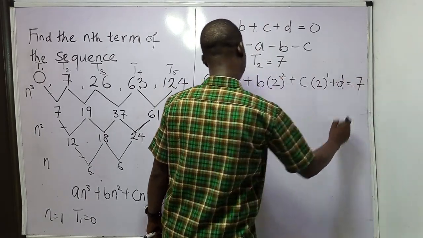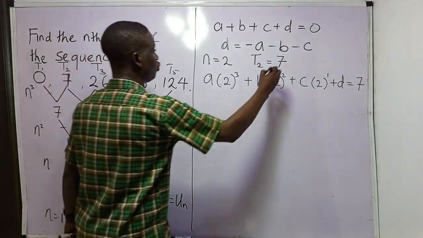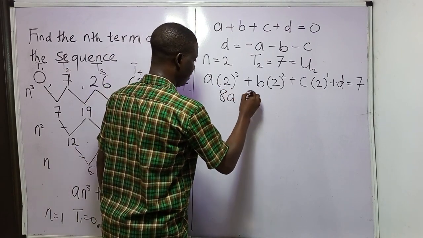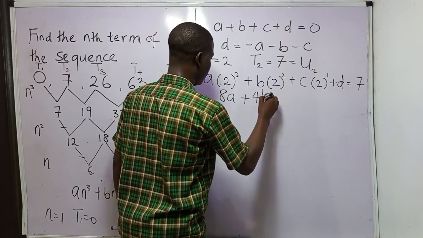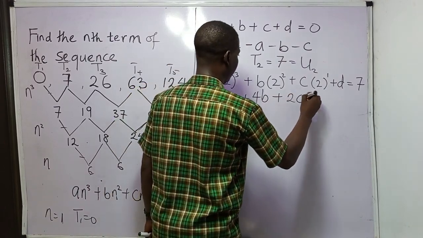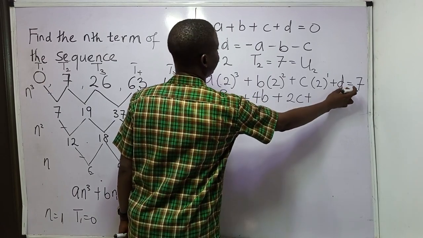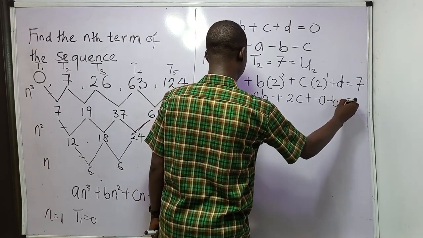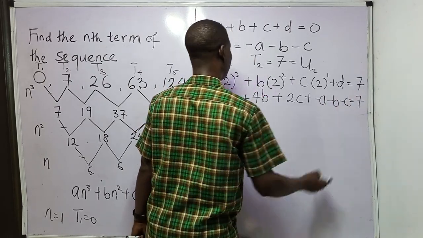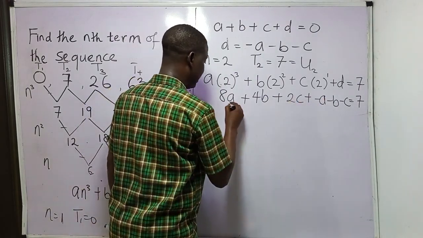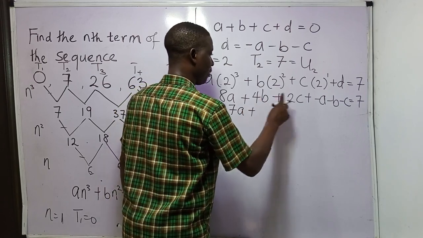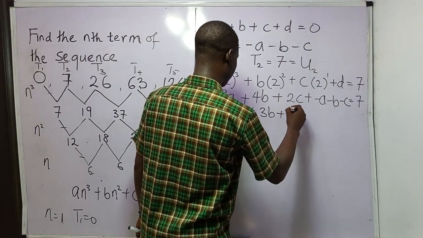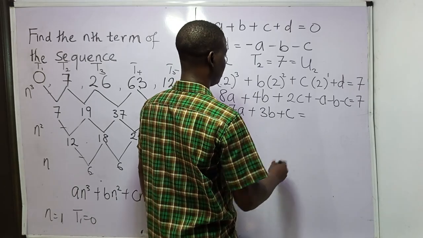Second term. So u2 equals 7. So we are going to have 8a plus 4b plus 2c plus d. Instead of putting d here, our d is already minus a minus b minus c, equal to 7. So what do we have? 8a minus a is 7a, 4b minus b is 3b, 2c minus c is c, equal to 7.